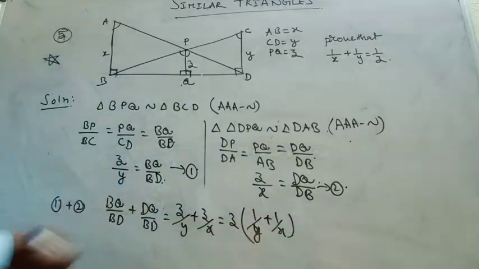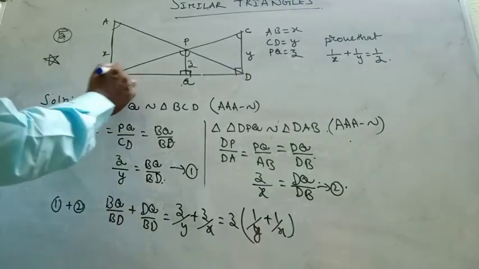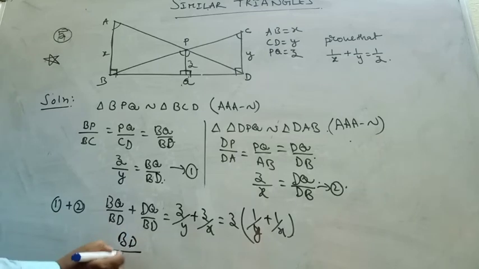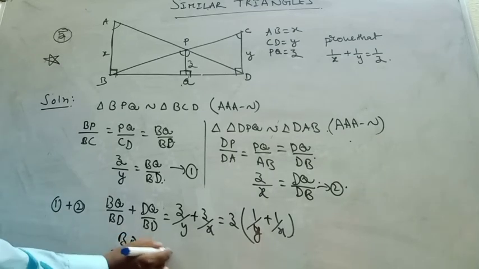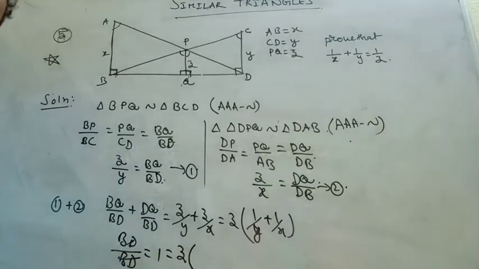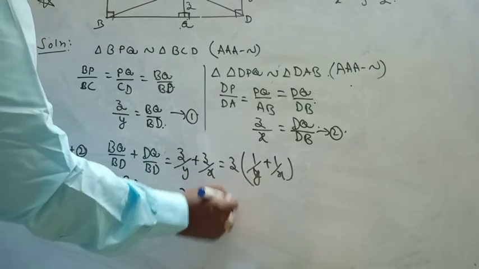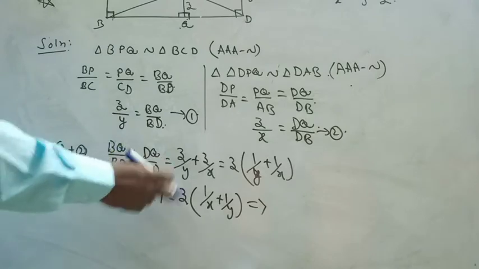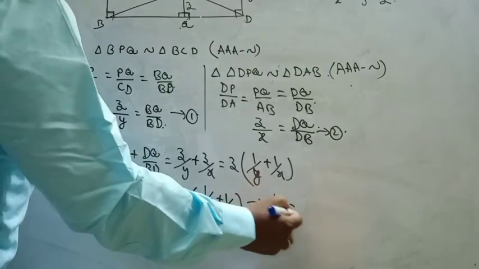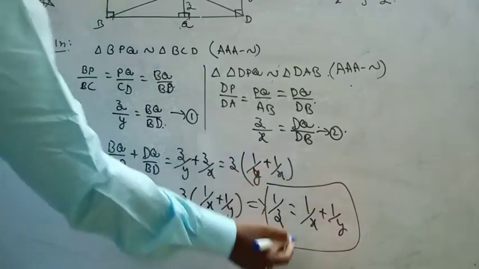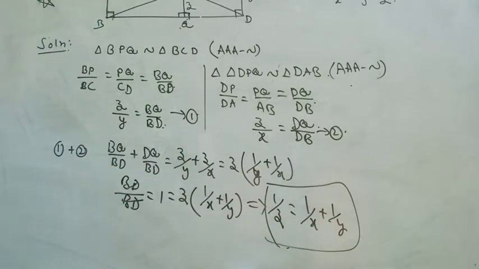And you see, my dear students, here BQ plus DQ, BQ plus QD or DQ, that is nothing but BD. Now BD by BD, that is 1. So 1 is equal to Z times of 1 by X plus 1 by Y. From this you can say, my dear students, if you transfer Z to that side, 1 by Z is equal to 1 by X plus 1 by Y. Such a beautiful way we have got this particular problem. Please observe, my dear students.